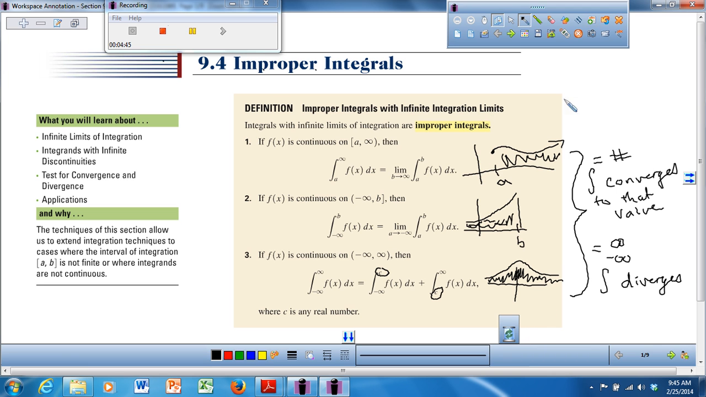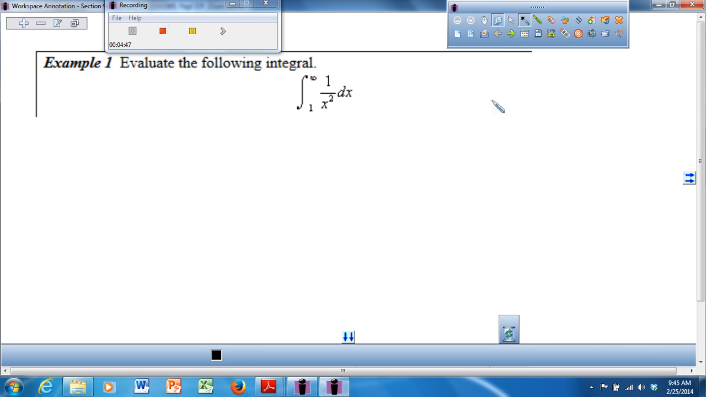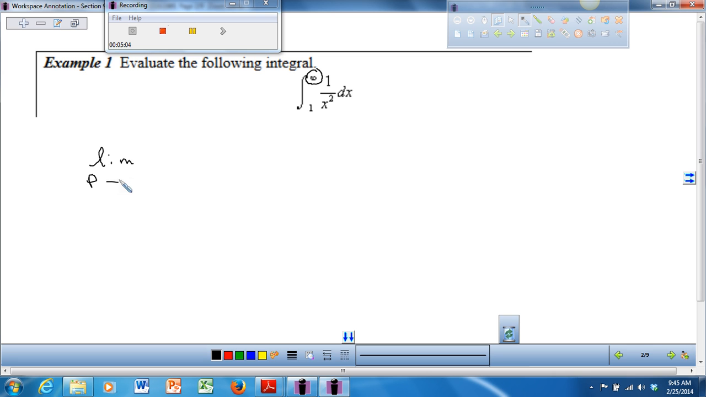Okay? So let's try some examples. Our first one, the integral from 1 to infinity of 1 over x squared dx. So what makes this an improper integral? The upper limit. So that's the one we need to replace with a variable, and I'm going to choose p. So as p approaches infinity, the integral from 1 to p of 1 over x squared dx.